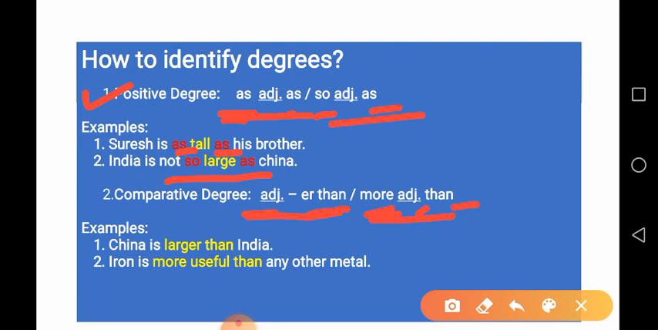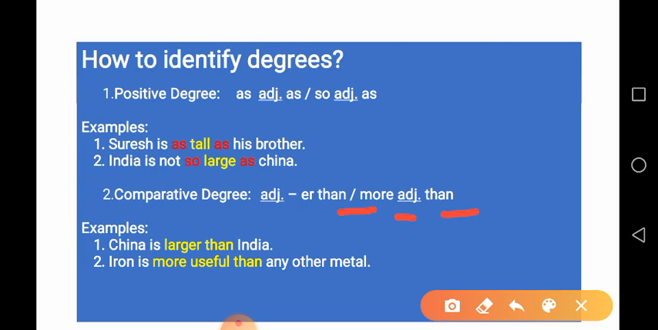In such cases, instead of adding er, we use the word more. So, more is written, then the adjective, followed by than. So, the adjective is written like er than, or more, adjective and than, in a comparative degree. So, if you find er and than, or more, adjective and than in the sentence, this is a comparative degree.